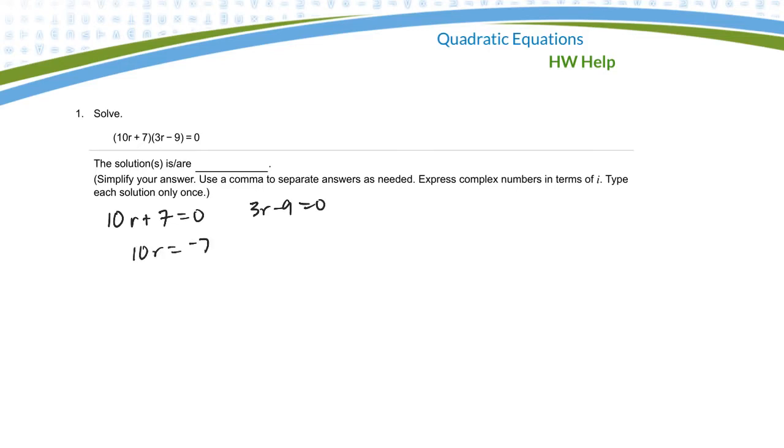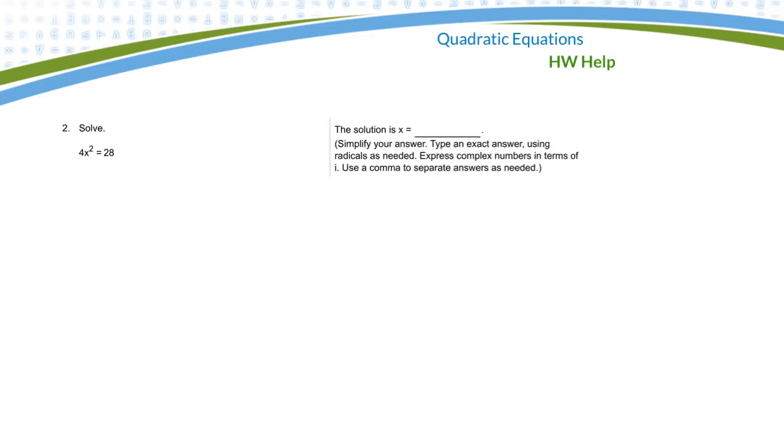Moving the 7 to the other side, dividing by 10, so I get r is equal to negative 7/10. Moving the 9 to the other side, make it positive. Divide both sides by 3. So there we go. So the solutions are, use a comma to separate them: negative 7/10 as a fraction and positive 3. Those are my answers.